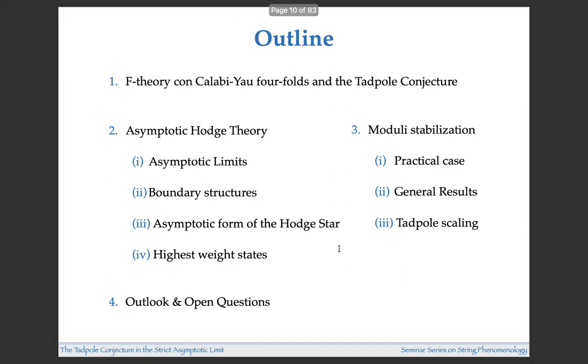Okay, so let me start with this part of the title, the strict asymptotic limit, and what I mean by that. So the idea is we have our Calabi-Yau four-fold and we have the moduli space. Without fluxes, we can move freely there. And with fluxes, we basically stabilize moduli at some point or at some regions there. Now, what one can do is to try to go close to the boundaries of moduli space.